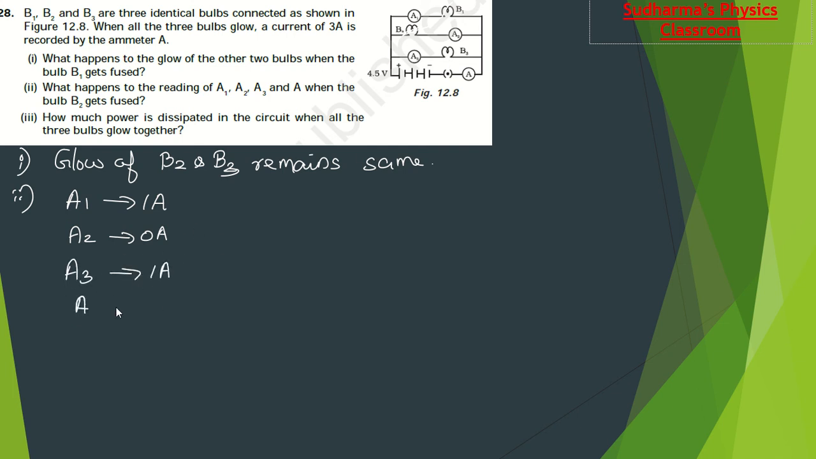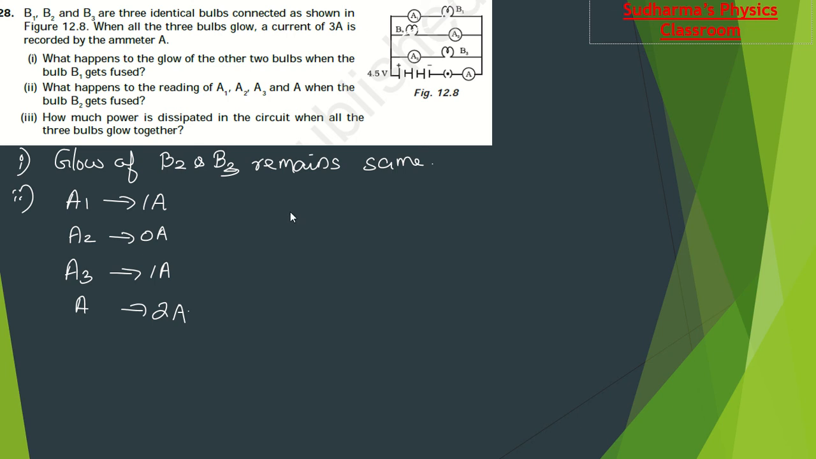And A will give you 2 amperes, because initially when all of them were glowing, it was giving 3 amperes. Now there is one broken, right? So there is no splitting happening through B2. So A1 will show 1 ampere, A3 will show 1 ampere, and A will be showing 2 amperes, because 1 and 1 together. The current through B2 is not there now.